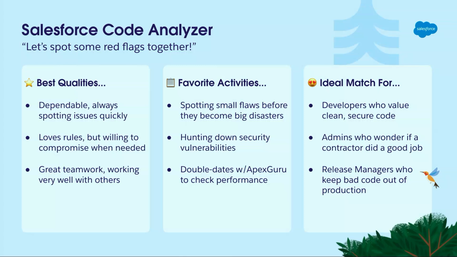Now, ideal match, the developer one at the top and the release manager one at the bottom. Let me just get those out of the way. It's a no-brainer for both of those. I want to talk about the middle one, admins. Code Analyzer, if you've ever been in the position where you've had to rely on a contractor or external developers and they made some Apex and you're just kind of at the mercy, you don't know does it work right? Are there going to be issues?